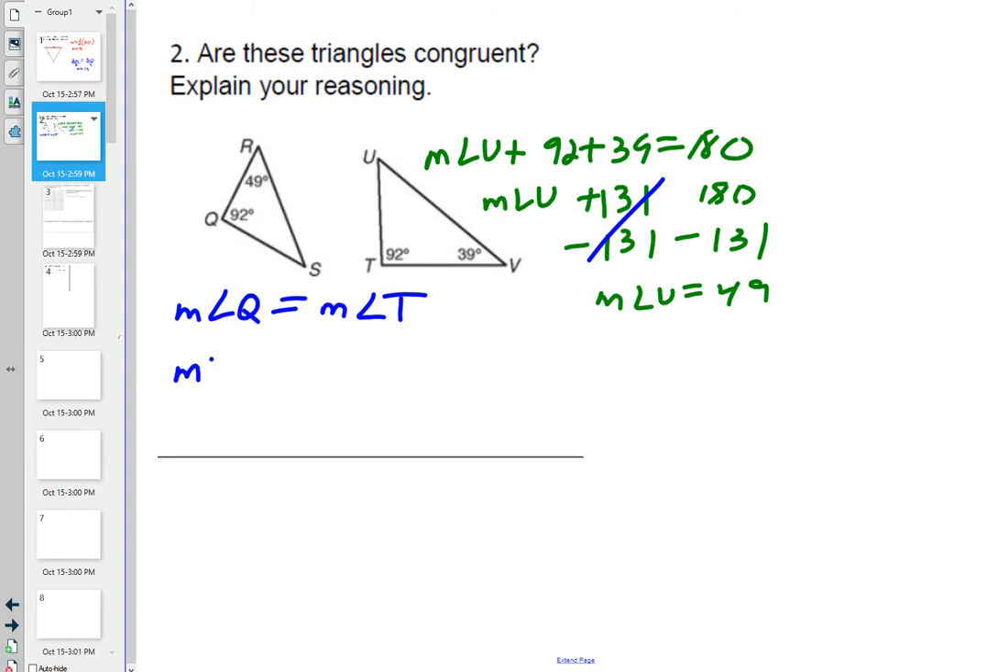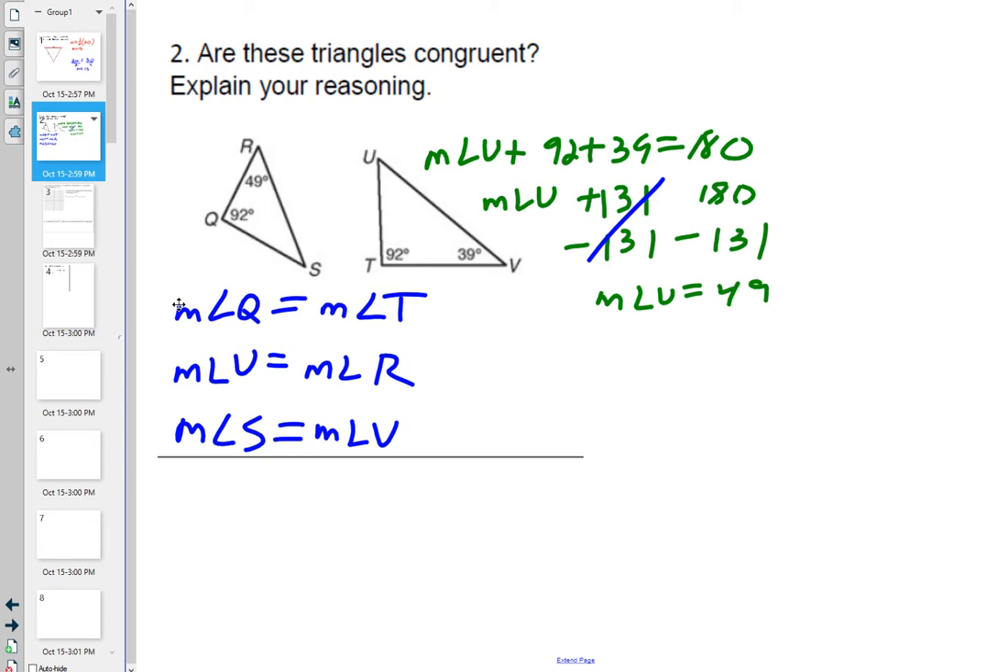So measure of angle U is equal to the measure of angle R, which would have to then mean, this is actually called the third angle theorem. That says that measure of angle S would then have to be equal to measure of angle B. But now back to the original question. Are those triangles congruent? Yes.